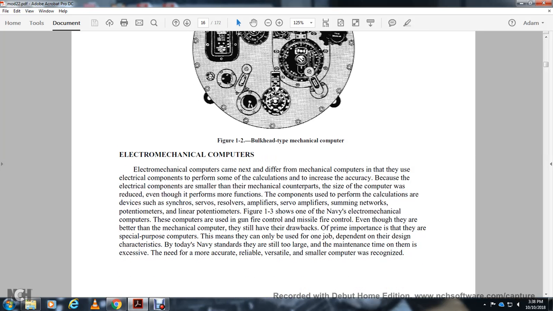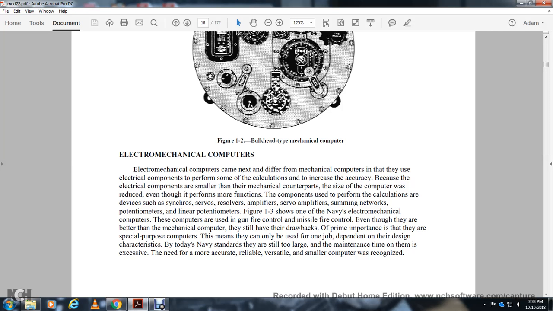Electromechanical computers came next, as an improvement over the mechanical computers, since they use electronic components to perform some of the calculations to increase accuracy. Because the electronic components are smaller, the size of the computer was reduced compared to its mechanical counterparts, even though it performs more functions. The components used include synchros, servos, resolvers, servo amplifiers, summing networks, potentiometers, and linear potentiometers. Figure 1-3 shows one of the Navy electromechanical computers.